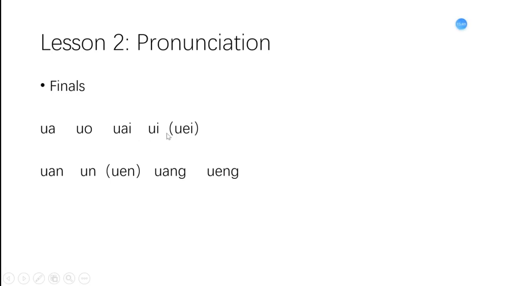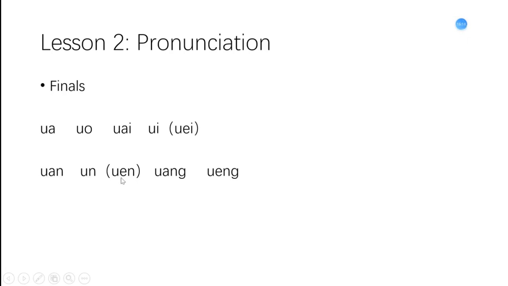U and a, please read together. Spell it together and read as a whole. Wai. And this one you can see, actually it's u and a and i that spell together. But when we write it, this letter a is omitted. So it's only written as u and i. Wei. Okay, second line. U and an, right? Wen, u and n, and read as wen.